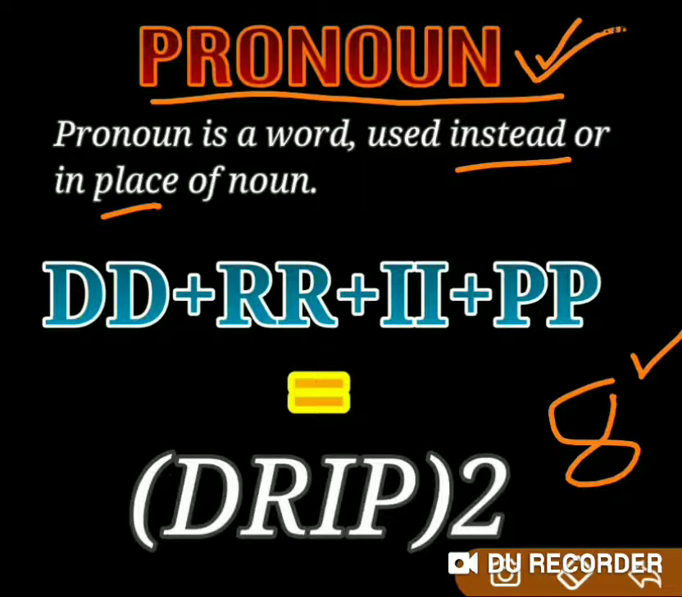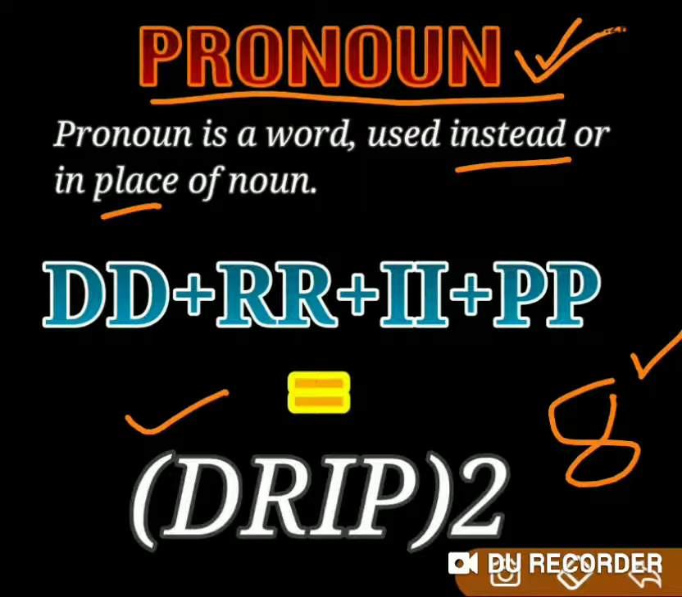So how can we remember all those 8 kinds of pronouns with an easy technique? Here on the screen you can see there is a formula like mathematics: DD plus RR plus II plus PP is equal to DRIP bracket square. With this simple technique you can remember the kinds of pronouns very easily.